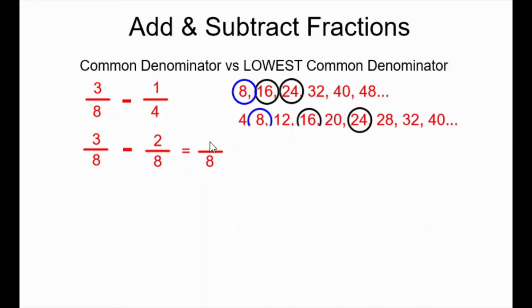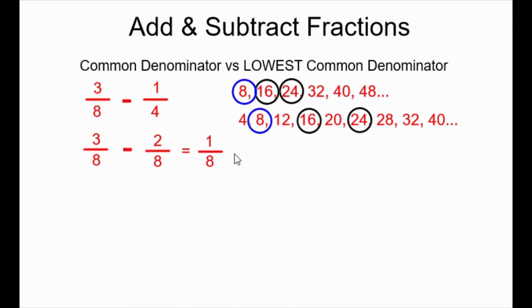3 minus 2 is 1. So I have 1/8 as my answer. And here we see the other benefit of using the lowest common denominator. Besides getting lucky sometimes and not having to change one of the fractions, we also end up with a reduced fraction as our answer. We don't have to do an extra step to reduce the final answer to lowest terms.